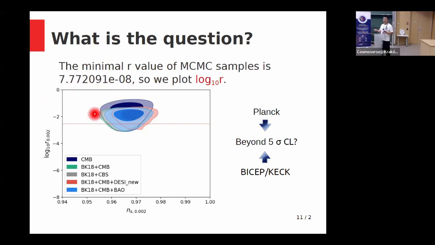Because this means we have found the primordial gravitational waves. You can see here. By using the CMB alone, or in combination with BK18 and the BAO and the recent DESI BAO, it's easy to see that we have found the primordial gravitational waves beyond the 5 sigma level. But this is very weird.